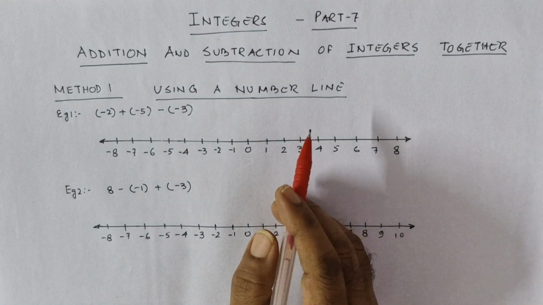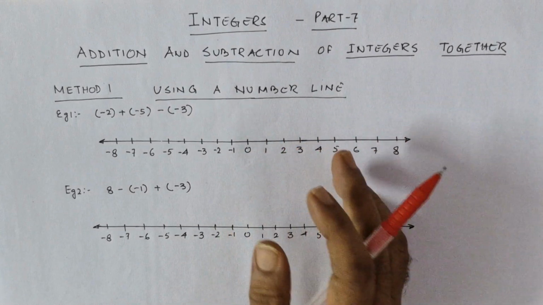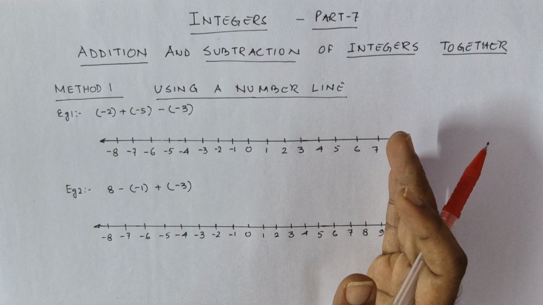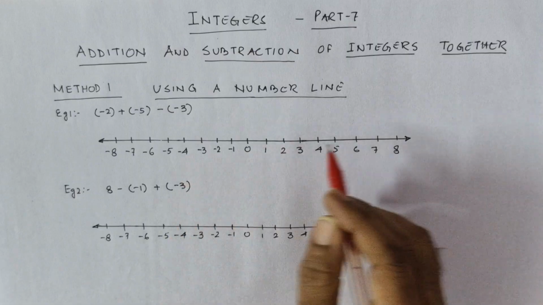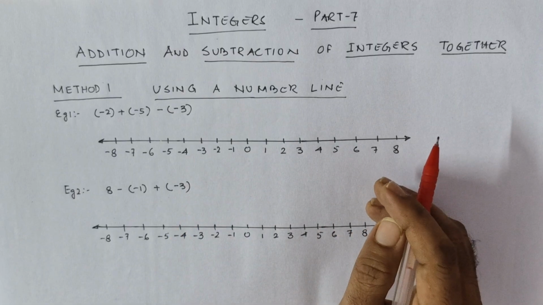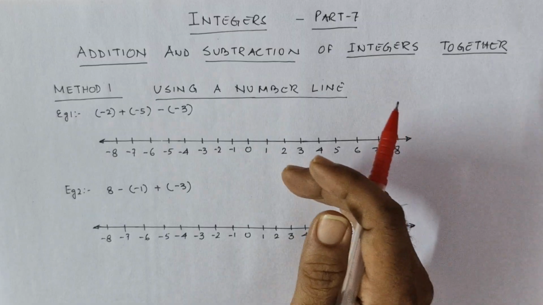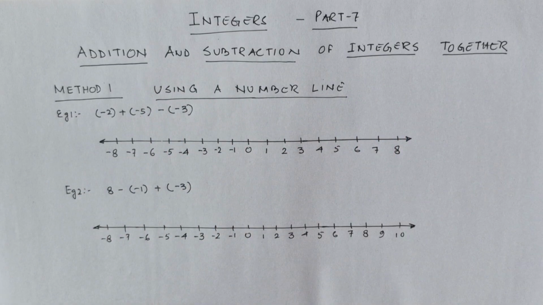So let's start. Now you know, on a number line, if you go towards the right hand side of 0, or in general towards the right of any number, it means the integers increase. If you go towards the left, the integers decrease.